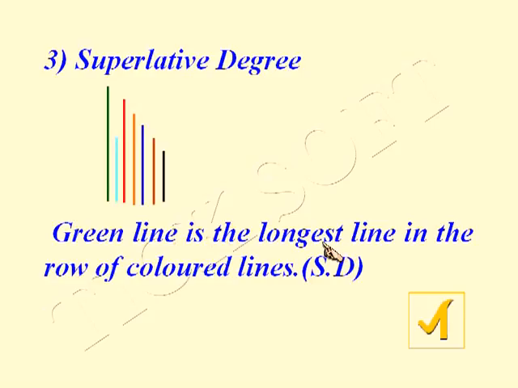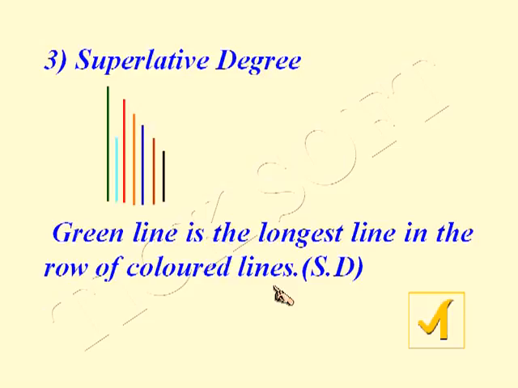And whenever you make use of the superlative adjective, use the longest line, singular, in the row of colored lines. Green line is a single colored line and it is singular, and we are making use of superlative degree. Therefore, green line is the longest line in the row of colored lines, superlative degree.